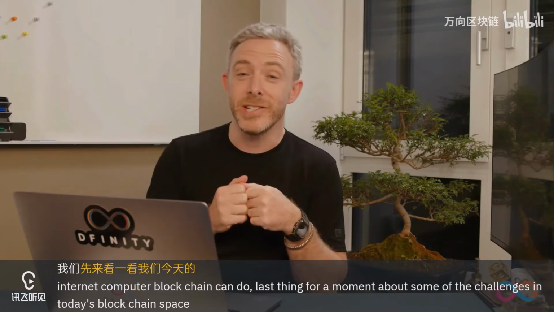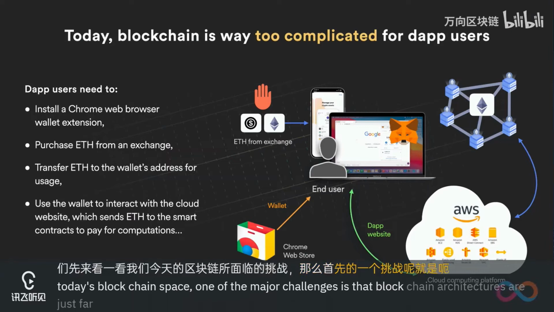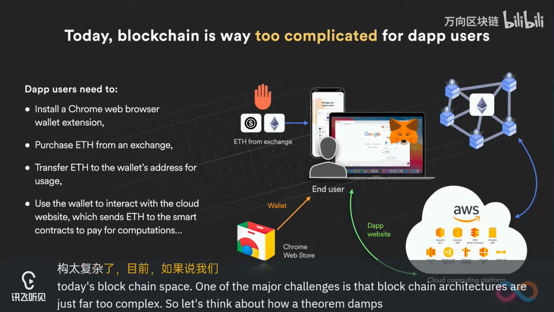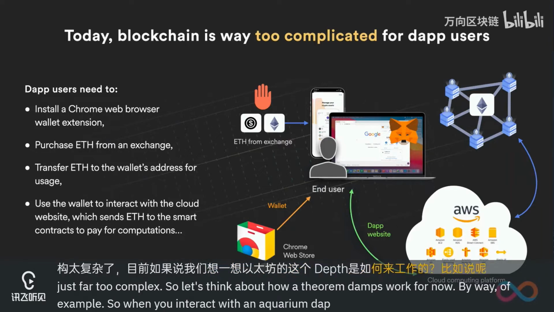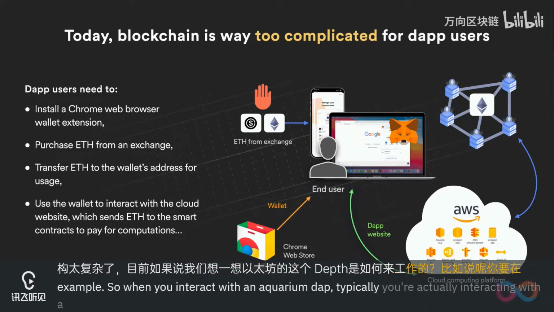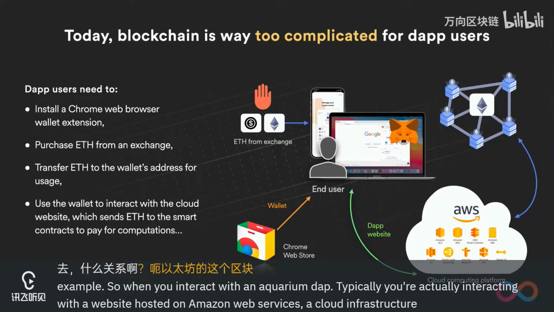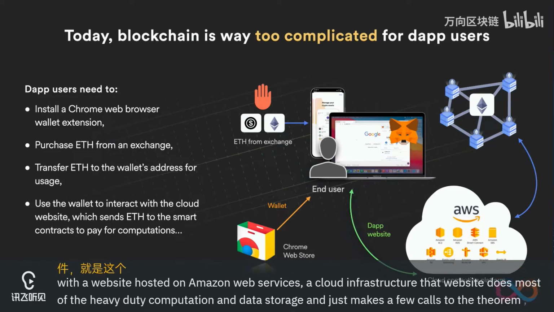One of the major challenges is that blockchain architectures are just far too complex. So let's think about how Ethereum dApps work for now, by way of example. When you interact with an Ethereum dApp, typically you're actually interacting with a website hosted on Amazon Web Services, a cloud infrastructure. That website does most of the heavy-duty computation and data storage and just makes a few calls to the Ethereum blockchain on the back end.